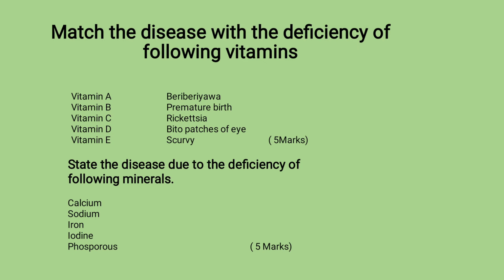State the disease due to the deficiency of the following minerals. Calcium deficiency disease is osteoporosis. Sodium deficiency, cramps may occur. Iron deficiency, anemia. Iodine deficiency, goiter. Phosphorus also for osteoporosis. 5 diseases, 5 marks.